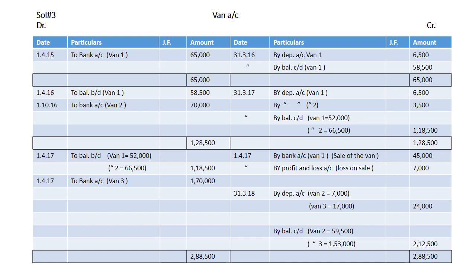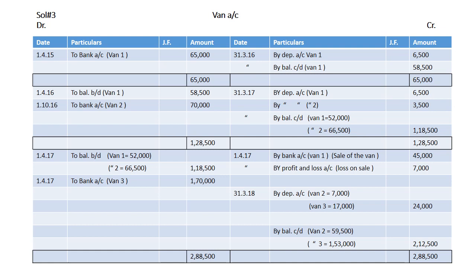Here second van was purchased. Van account debit to bank account, that is 70,000. Now the depreciation on first van is 6,500 and on second van it is 3,500. The balance will be 1,18,500. 1,18,500 is transferred to next year.